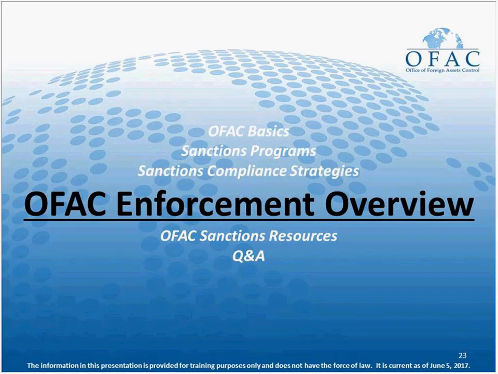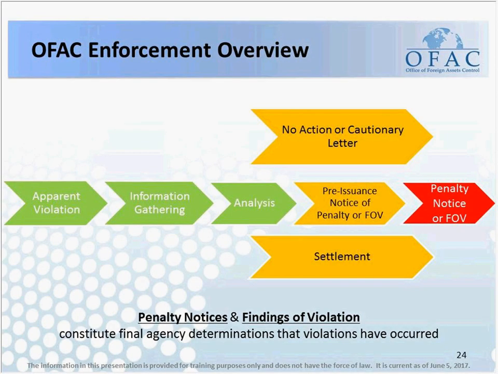As I stated earlier, OFAC is strict liability, but let's talk about some of the steps that we take to get there. So, slide 24. This takes you through our enforcement overview. Starting from left to right, you have an apparent violation. If there's an apparent violation and it's disclosed to OFAC in the form of a correspondence, we have the information gathering phase, where we're going to either subpoena or send a request for information.